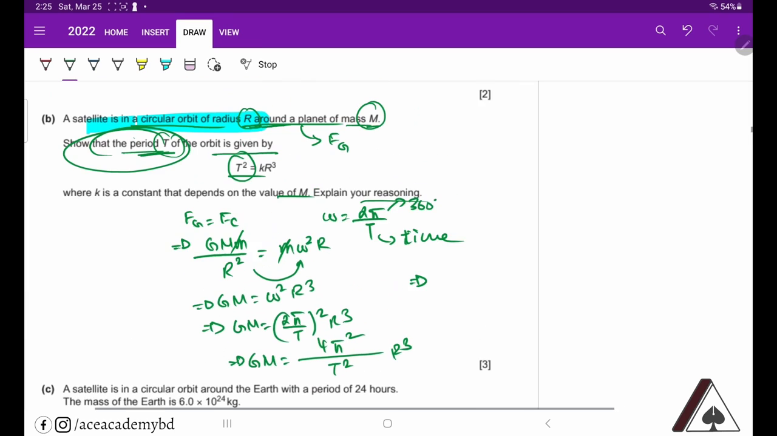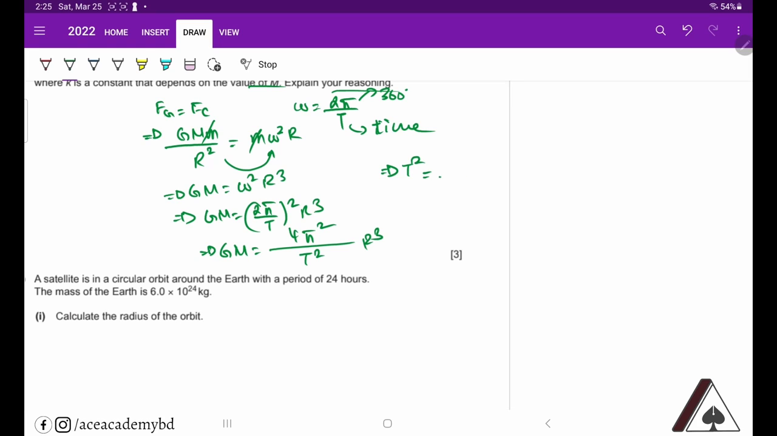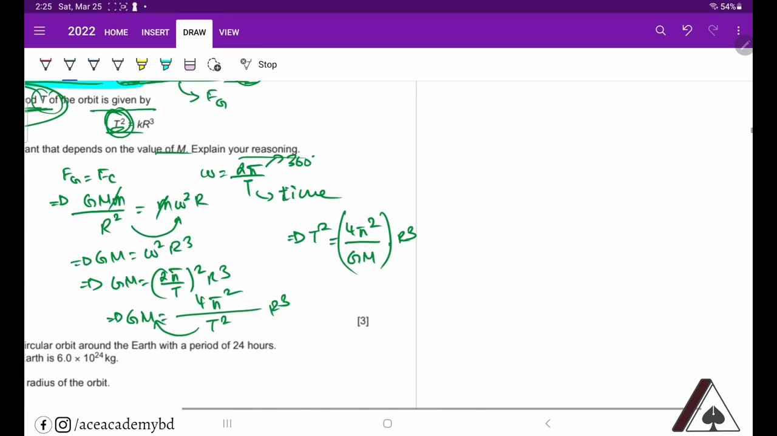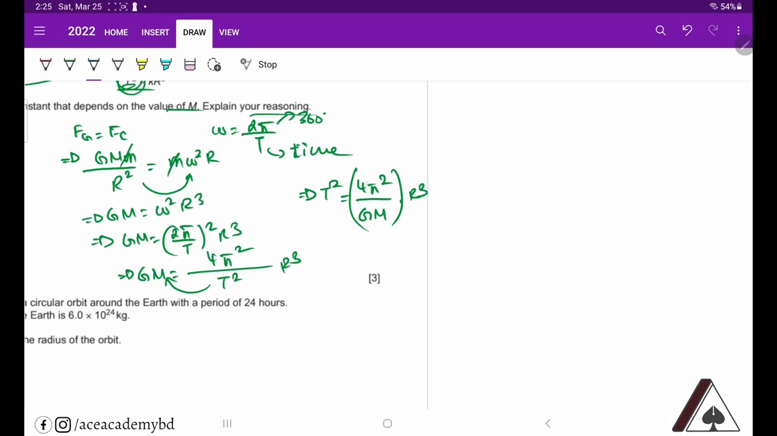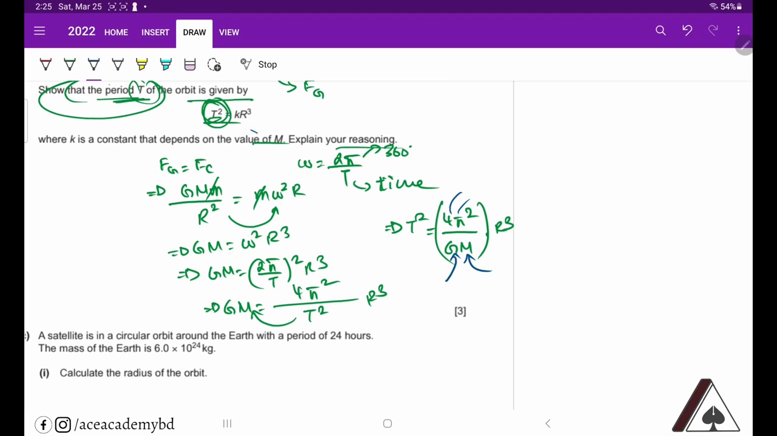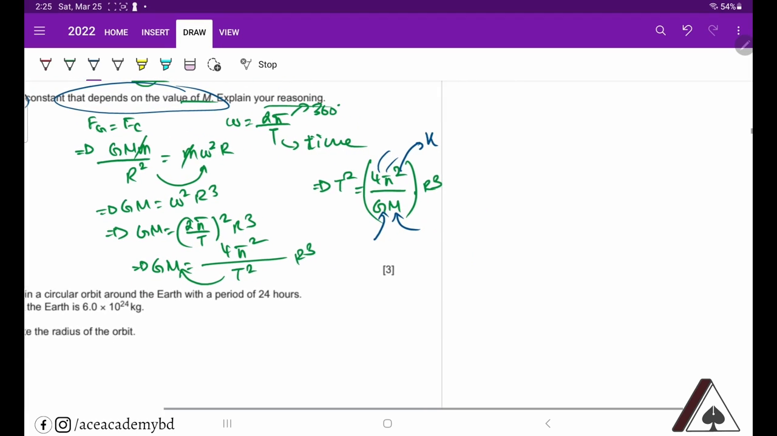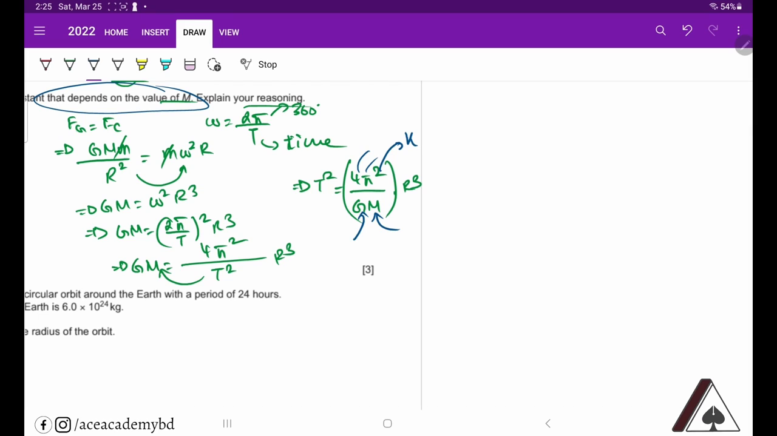Now let's make T the subject, because T squared is the subject here. So if we bring T squared to the other side of the equation, that will give us 4 pi squared by GM times R cubed. Now we know this whole thing can be made a constant, because 4 is a constant, pi is a constant, G is a gravitational constant, M is also a constant, because M is not going to change. And also they have said that the value of k depends on the M. So we can say this whole thing is k.